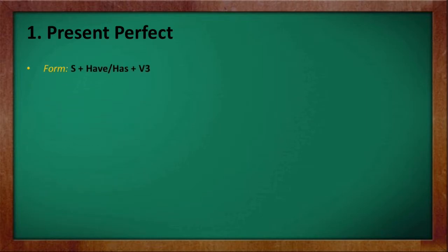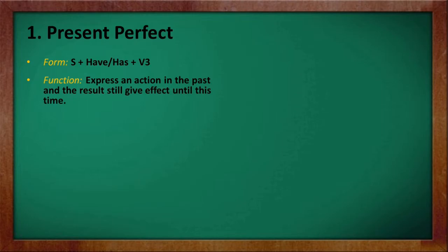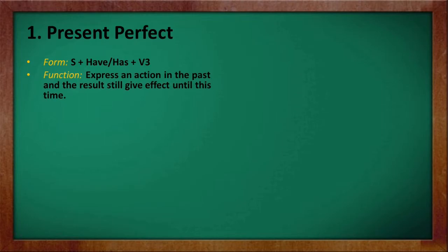Okay, let's continue our material about these tenses. The first we will talk about is present perfect tense. As I said before, the form of this tense is subject plus have or has plus verb 3, and the function of this tense is to express an action in the past and the result still gives effect until this time. Okay, that is the function of this tense.